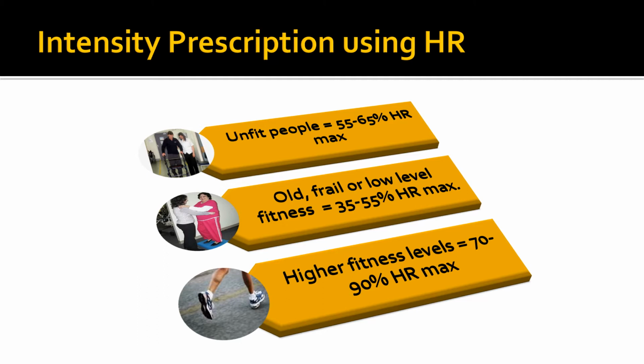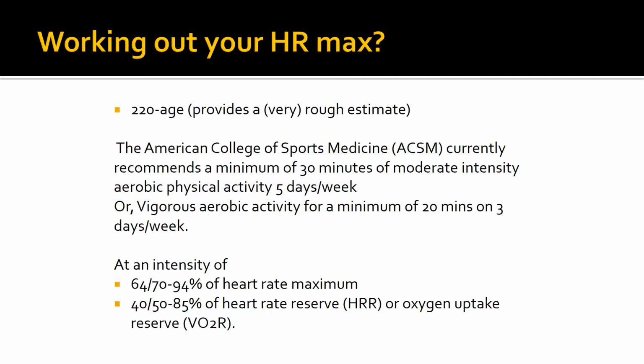That is, the person should sustain the exercise at that percentage of his or her heart rate max for a specified amount of time. For people who are older, frailer, and with very low levels of fitness, we can use about between 35 to 55% of the heart rate max. This means an even lower exercise intensity than for unfit people. Now, for people with higher fitness level, we can obviously increase their intensity, and we may consider using about between 70 to 90% of their heart rate max.